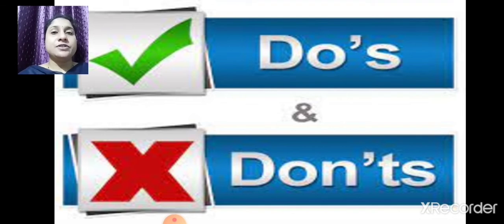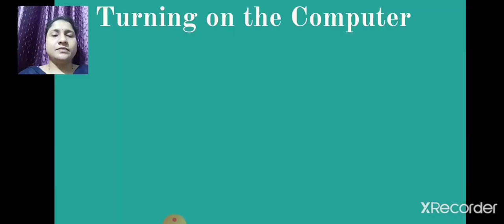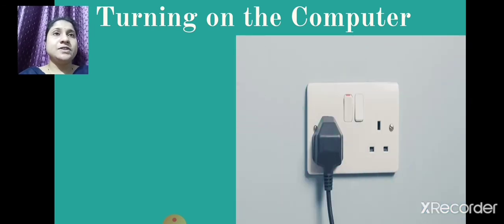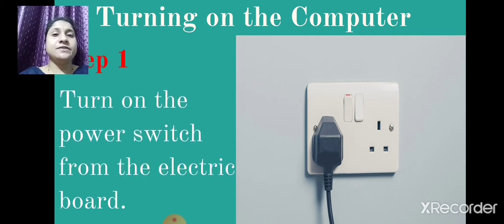Now we are going to see the remaining part of this chapter. Okay, so let's start. After learning do's and don'ts in the computer room, now it's time to learn how to turn on and off the computer properly. First we are going to see turning on the computer. See the first step. It is a switchboard, where the electricity is provided. Step 1 is to turn on the power switch from the electric board.